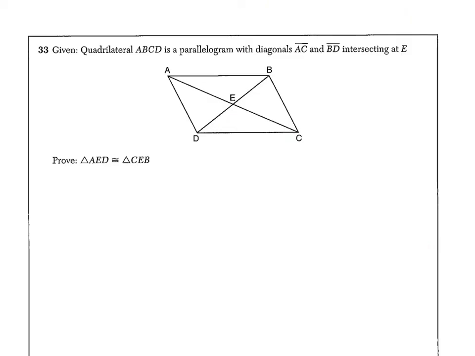Question 33 says, given quadrilateral ABCD is a parallelogram with diagonals AC and BD intersecting at E. Our goal here is to prove that the triangles are congruent. Triangle AED, notice I'm shading it in, is supposed to be congruent to triangle CEB. Again, shading that in. In order to prove triangles congruent, we have 5 options.